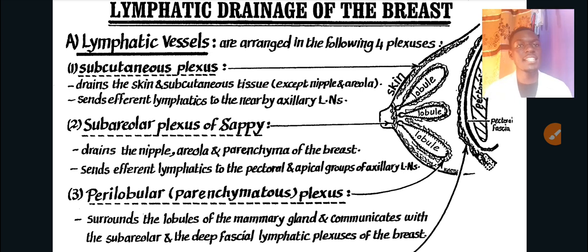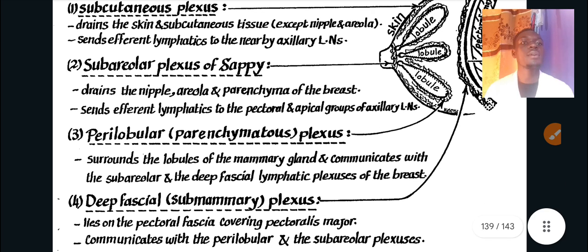We have then another plexus that we call the subareolar plexus of Sappey. Now, the subareolar plexus of Sappey drains the nipple, the areola, and the parenchyma of the breast. Then we also have the perilobular plexus, which we also call the parenchymatous plexus. Now, this one surrounds the lobules of the mammary gland and communicates with the subareolar and the deep fascia lymphatic plexus. We also have the deep fascia plexus, or the submammary plexus. This one lies on the pectoral fascia covering the pectoralis major.